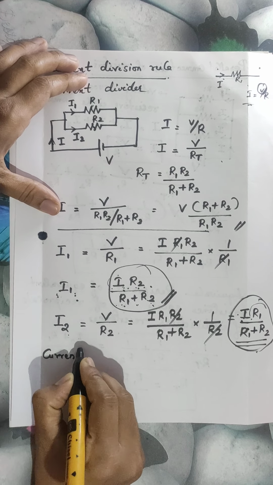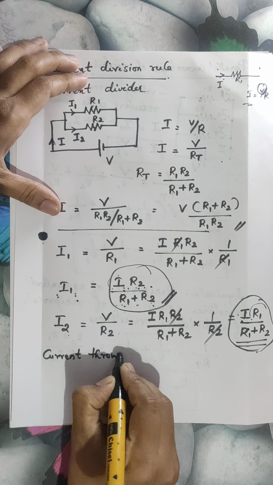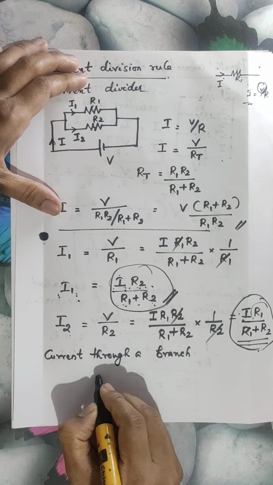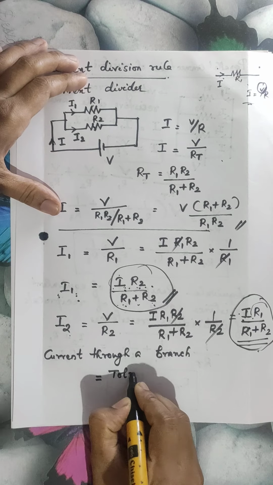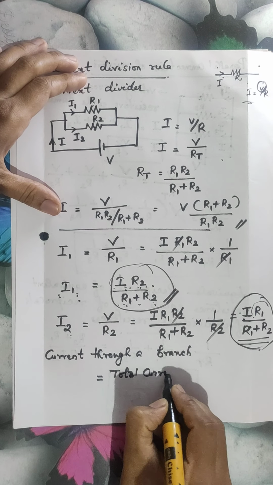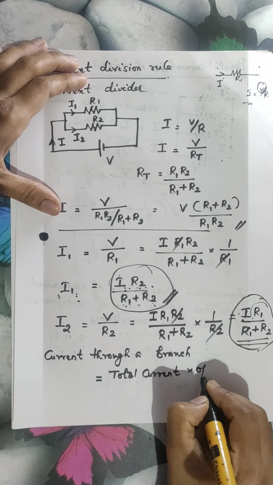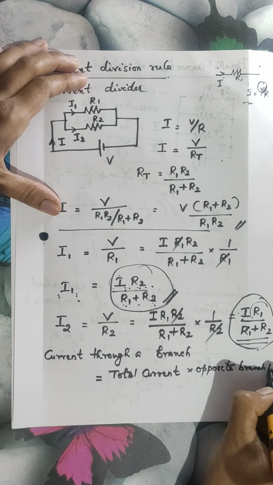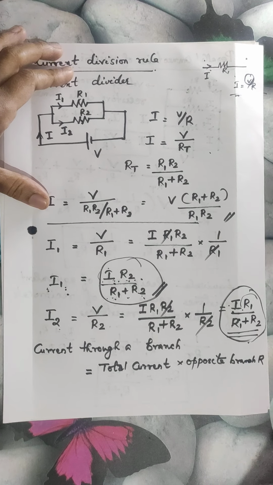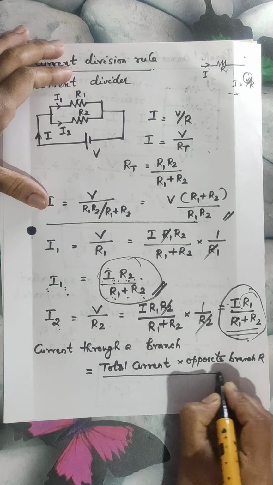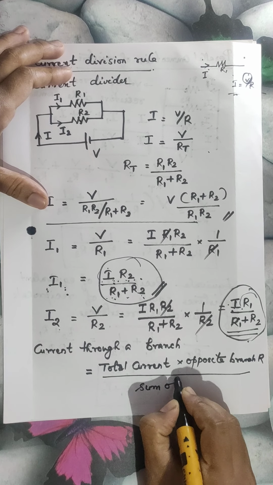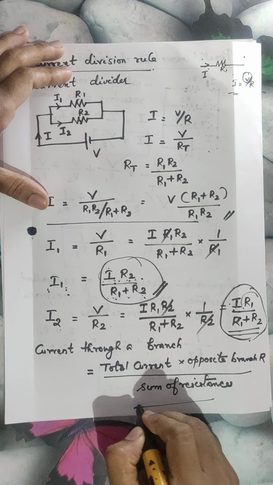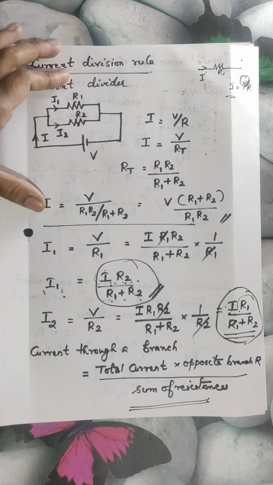current through a branch equals total current into opposite branch resistance divided by sum of resistances. So this is how we use the current division rule in a parallel circuit.